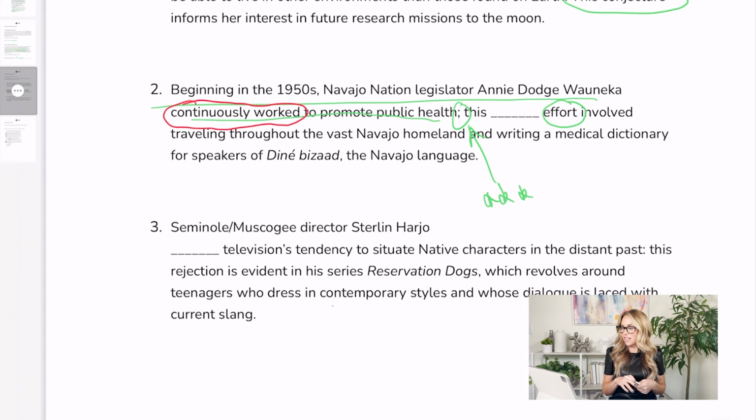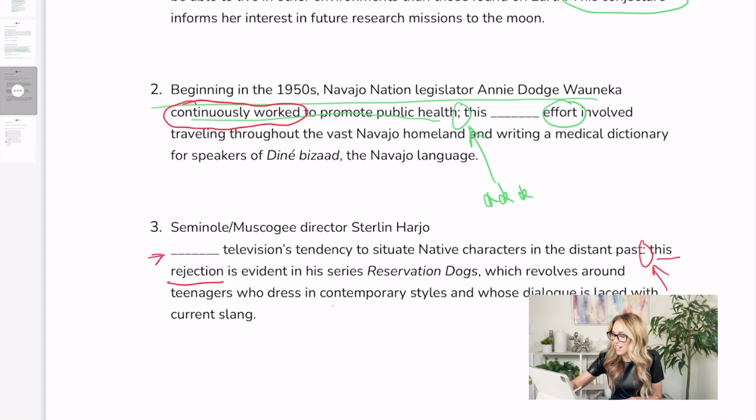All right, number 3. Seminole Muskogee director Sterling Harjo blank television's tendency to situate native characters in the distant past. Ooh, we got a colon. So that means since the blank was over here, our definition is going to be on this side. And we have another compression noun. This rejection is describing more about the word in the blank. That's our synonym. So now we know we need a negative word, something that means rejection, and you're good to go.